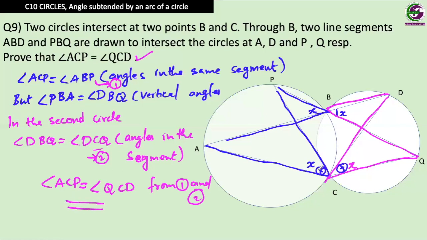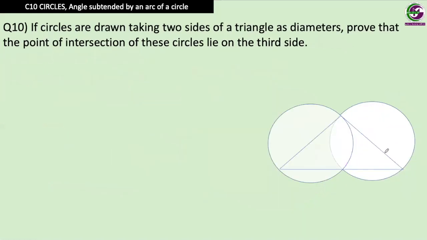Once again, in the same segment, we have these two angles are equal. So we have both of them are X. Now vertical angles, these two are X. Same segment, these two are X. So we got ACP is equal to QCD. Moving on to question 10.